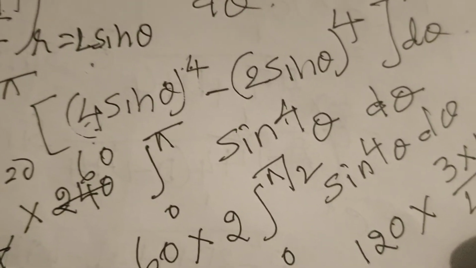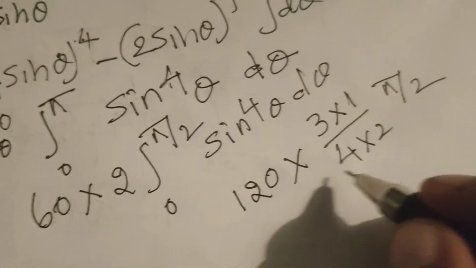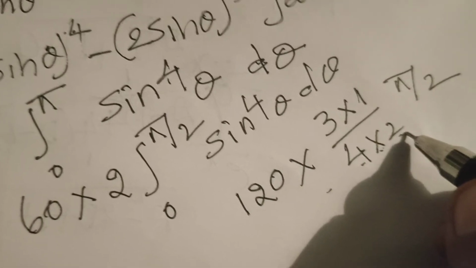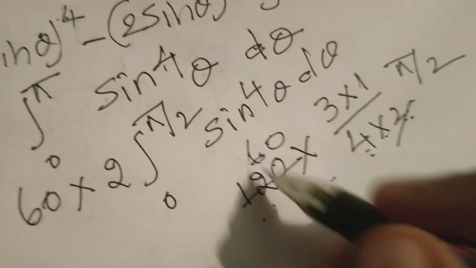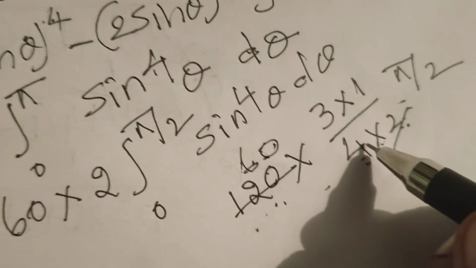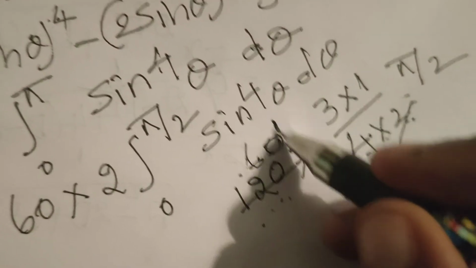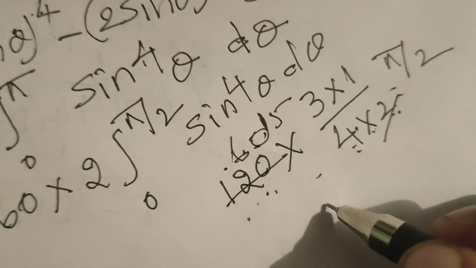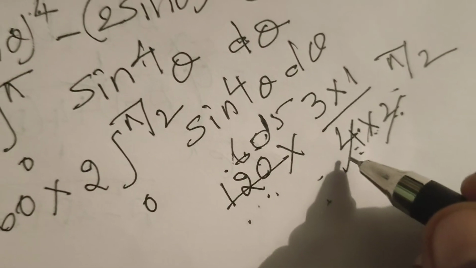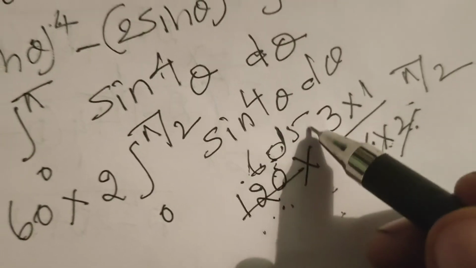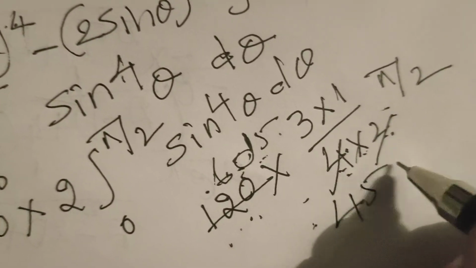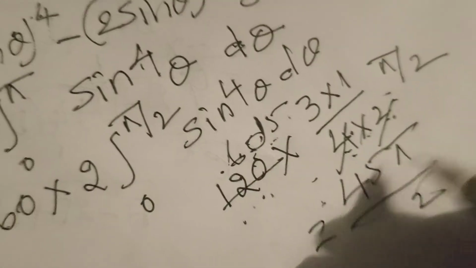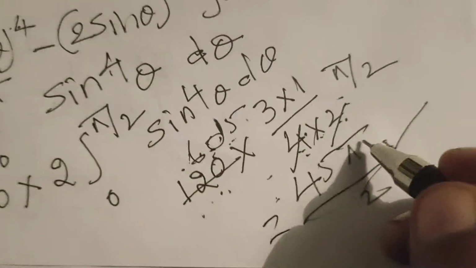The answer we get here: 120 into 3 by 4 into 1 by 2 into pi by 2. After cancellation, 4 ones are 4, 4 fives are 20, 15 threes are 45, so we get 45 pi by 2.